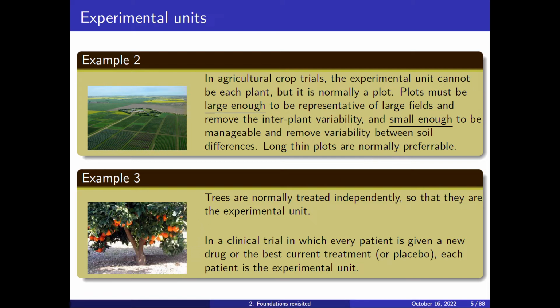Let's see another example. Trees are normally treated independently, so each tree is an experimental unit. In a clinical trial, every patient is given a new drug or the best current treatment or placebo, so the patient is the experimental unit. The same happens if you inject your treatment to mice. So the mouse, the animal, is the experimental unit.